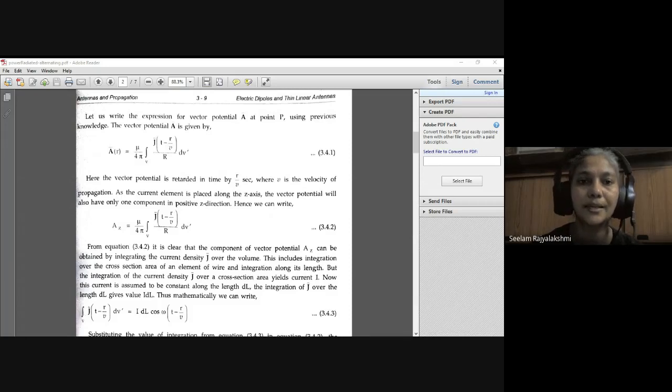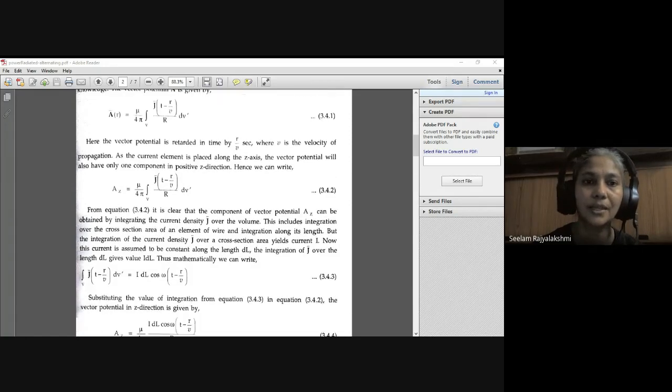As the current element is placed along the positive z axis, the vector potential will have only one component, in the positive z direction. Hence we can write Az equals mu by 4 pi integration over V of J bar at t minus r by nu, divided by r, into dv dash. Here we have replaced A of r with Az for the positive z direction. This is equation number 2.